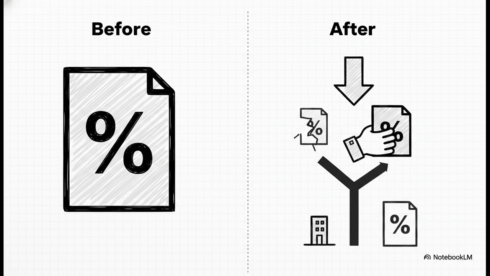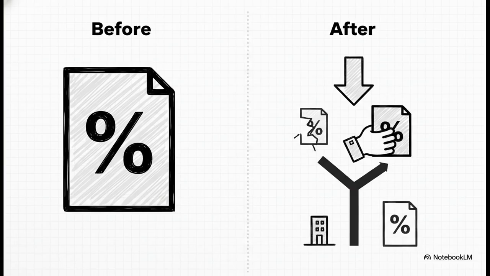So let's say a company issues a $100 million 10-year bond, and the interest rate is 6%. Okay, simple math. That's a $6 million interest payment every single year. Now, imagine 3 years later, market interest rates have dropped to 3%. If it's a standard bond, too bad. They're stuck paying that higher rate for 7 more years.